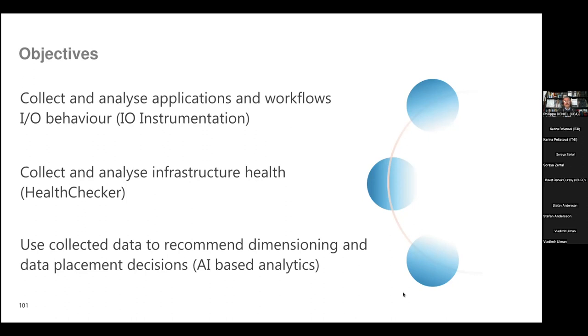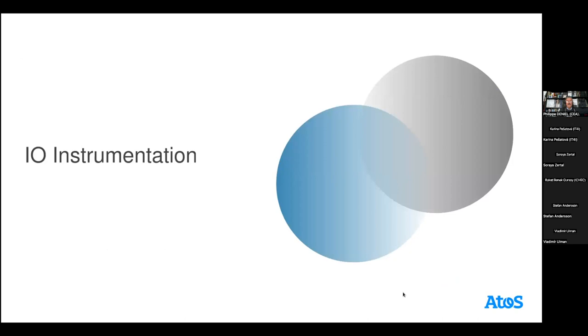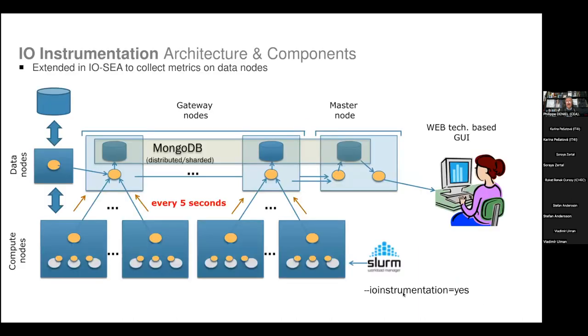And do all of the required things we need to do for placing information at the right location, placing the IO services at the right location, placing the data at the right position within the storage stack. So this first comes with IO instrumentation. Those slides are coming from the Atos company.